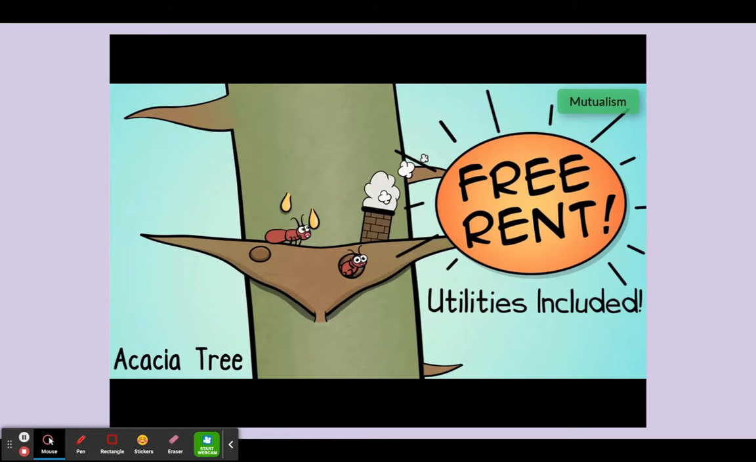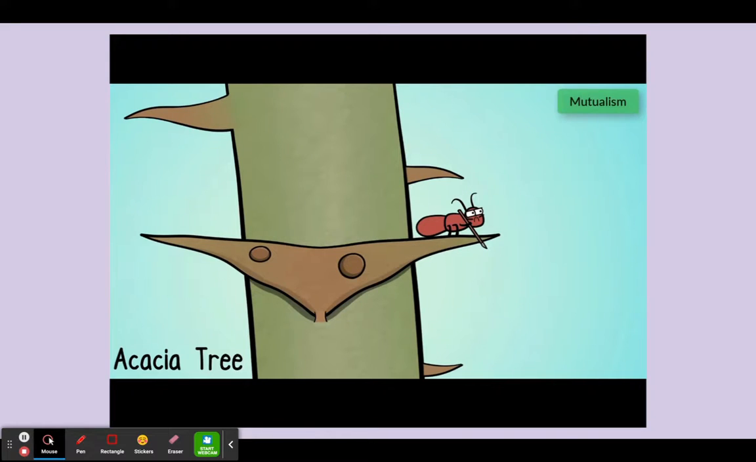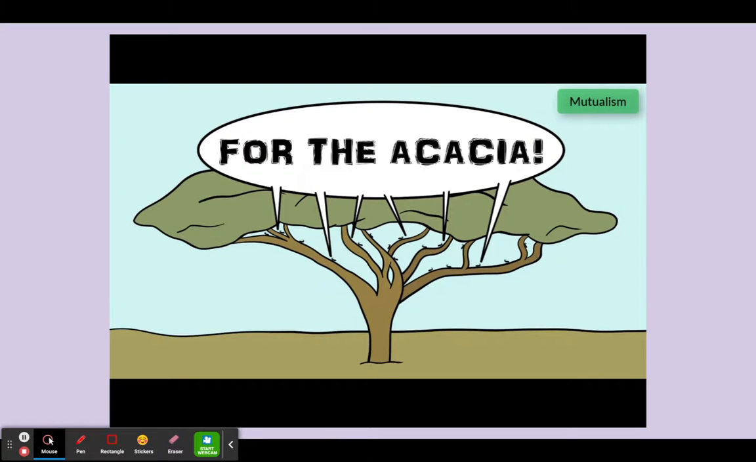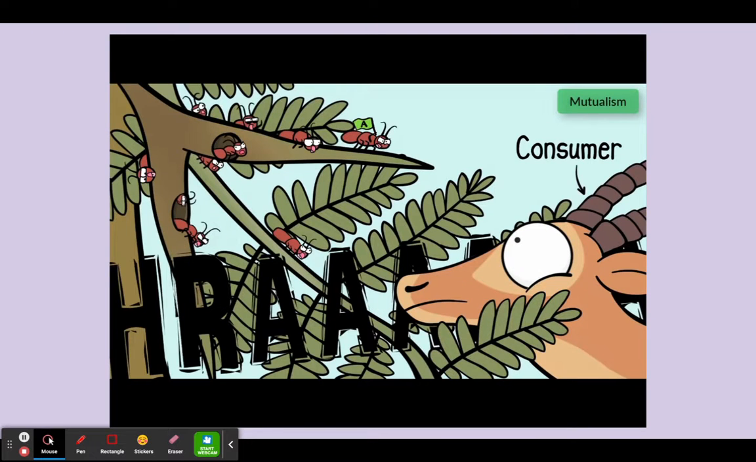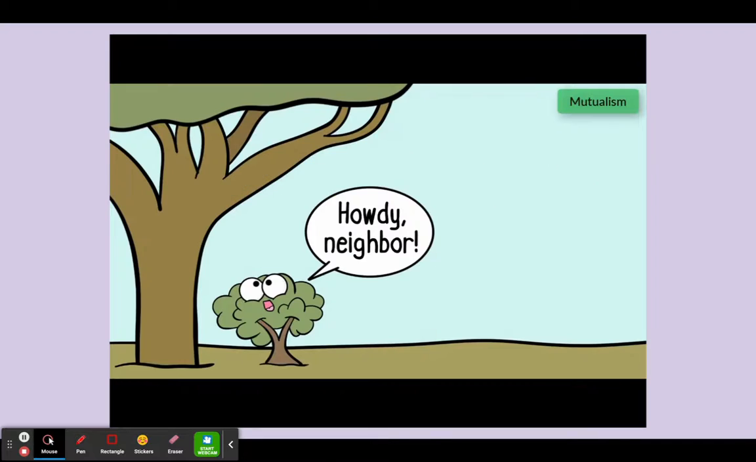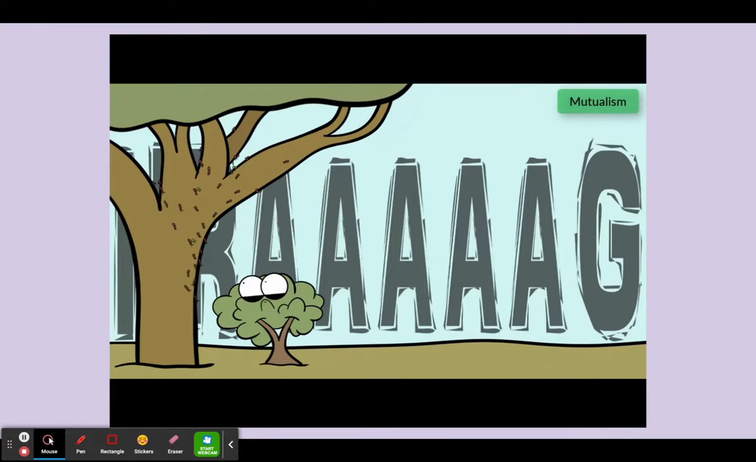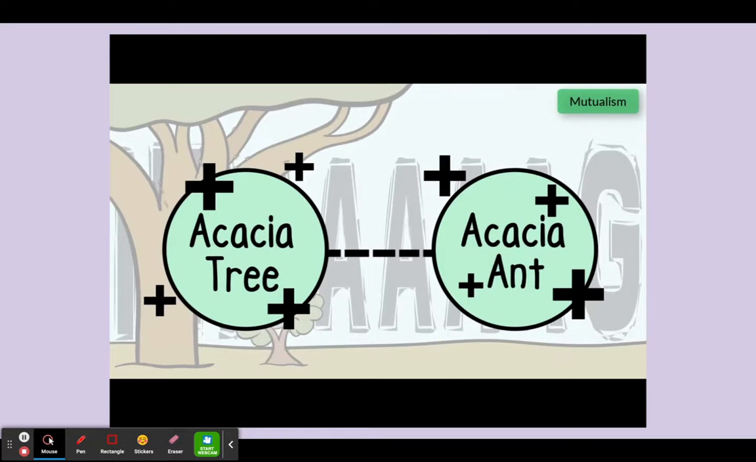So, what does this tree get in return? Protection. I'd hate to be a type of consumer that eats acacia trees because if it has acacia ants, the ants will come out of the thorns and attack the consumer. They'll even destroy plants that try to grow close to the acacia tree so the ants can eliminate the tree's competition. Nice mutual relationship between the acacia tree and the acacia ant.